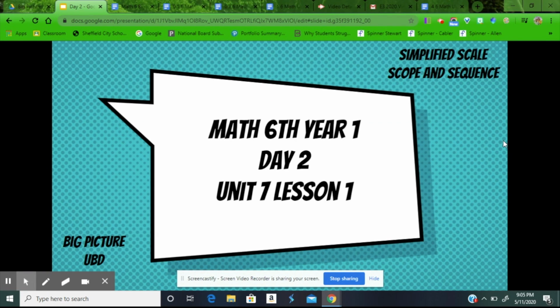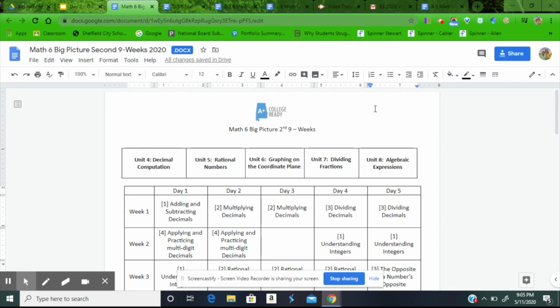We're now going to talk about Unit 7, Lesson 1. And because this is the first lesson in a new unit, we're going to talk about our big picture, our UBD, our simplified skill, and our scope and sequence. So let's begin by looking at the big picture.